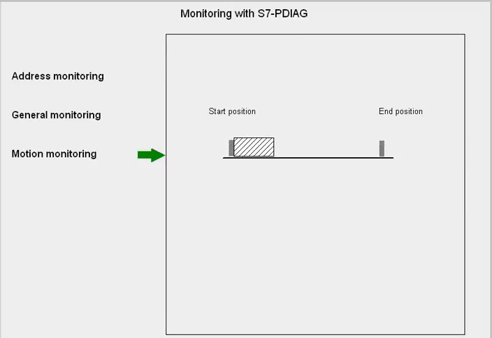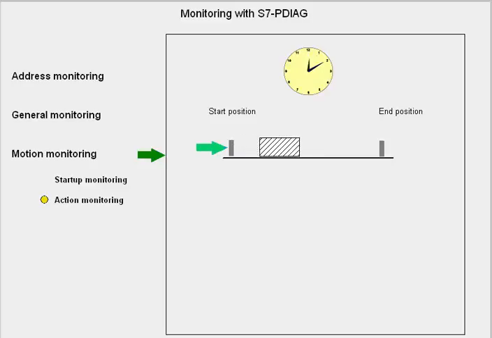With motion monitoring, you check whether physical movements in your process are being executed correctly and within the specified time. S7-P-Diag offers 4 different forms of motion monitoring. Startup monitoring determines whether a movement actually leaves its start position within a predefined startup time. Action monitoring determines whether a movement reaches its target final position within a predefined time.